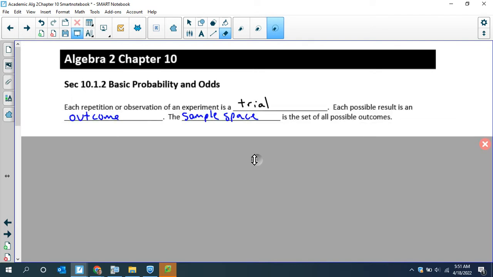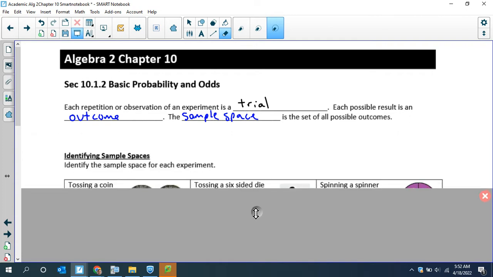So first, with our basic definitions, it says each repetition of an observation of an experiment is called a trial. So every time you do an experiment, just like science, you call it a trial. Each possible result is called an outcome. And then the sample space is the set of all possible outcomes. So those are three definitions that we will be using.